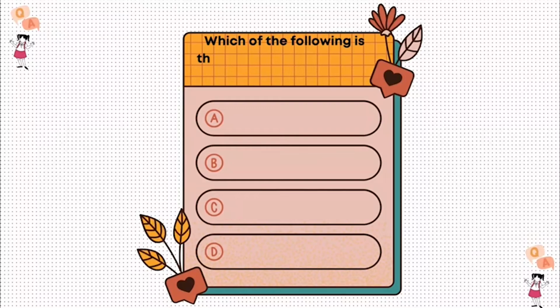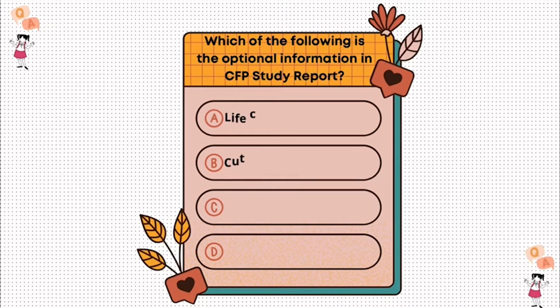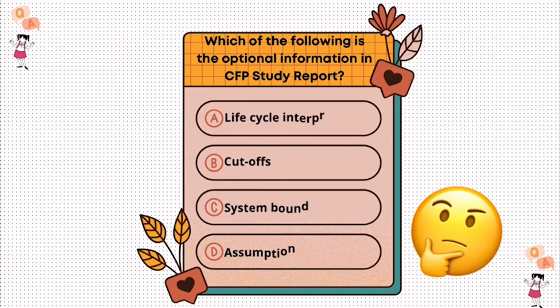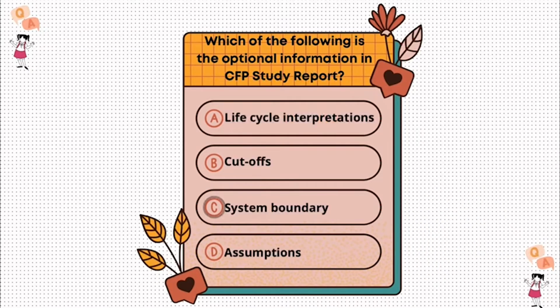Which of the following is the optional information in the CFP study report? A. Life cycle interpretations. B. Cutoffs. C. System boundary. D. Assumption. The answer is C. System boundary.